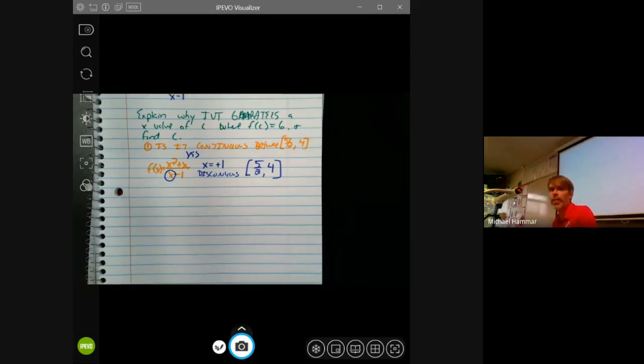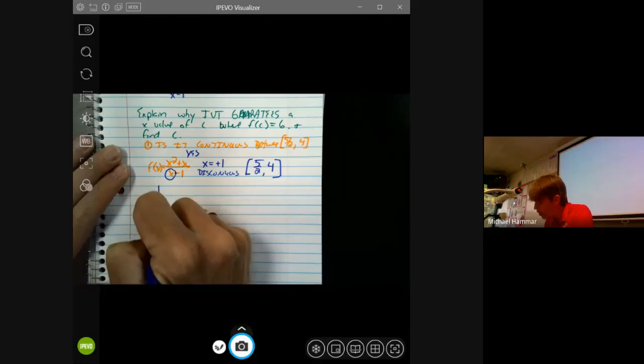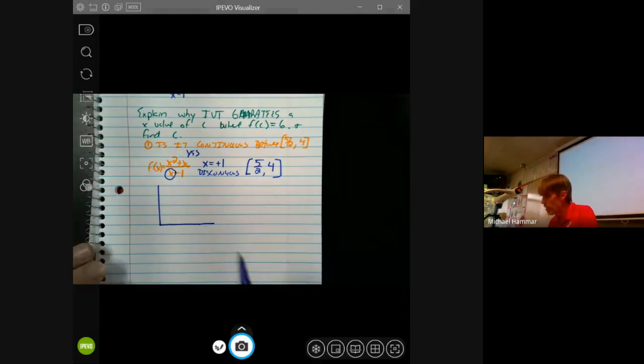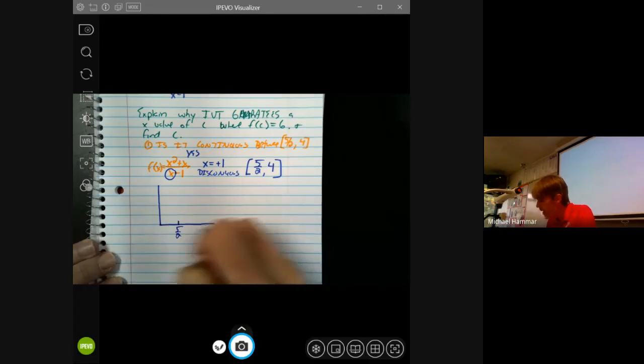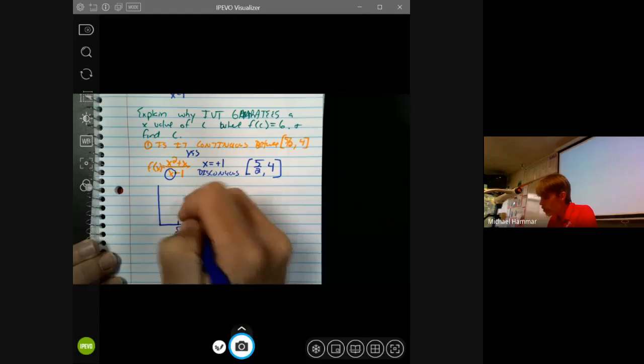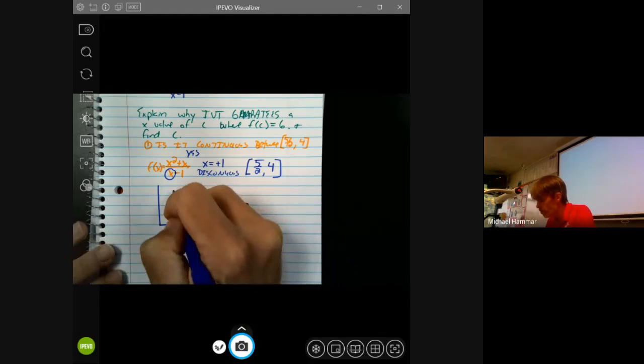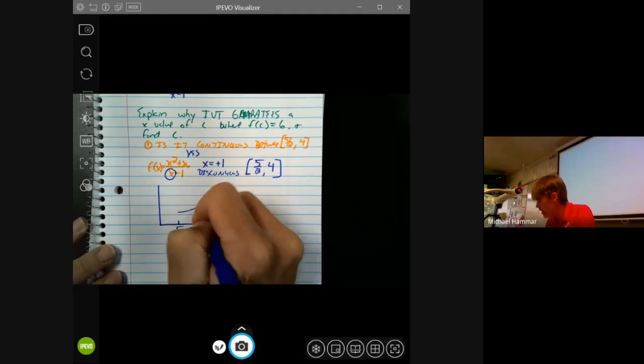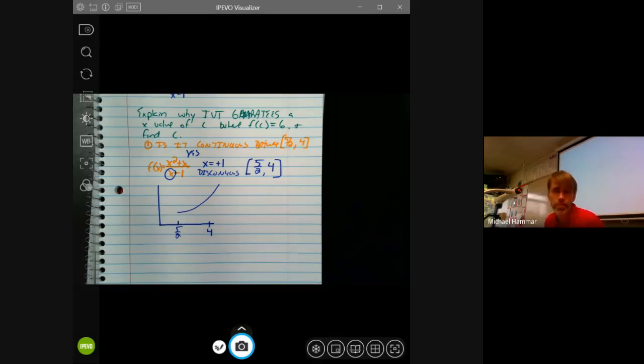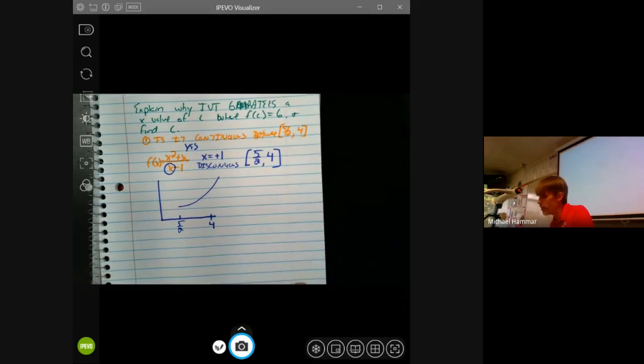So now, even not thinking about the graph, let's just sketch a quick little picture just to get our minds wrapped around it. So we know we're going to be between 5 halves and 4, and the function is going to do some stuff. Let's just say the function's going to go something like that. We don't know. It says, explain why the intermediate value theorem guarantees an x value of c where f of c equals 6. So we need to figure out something. We want to know if it guarantees a value of f of c equal to 6.